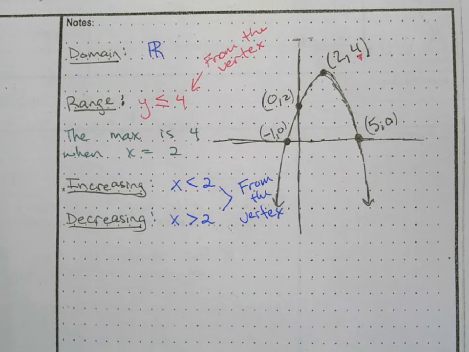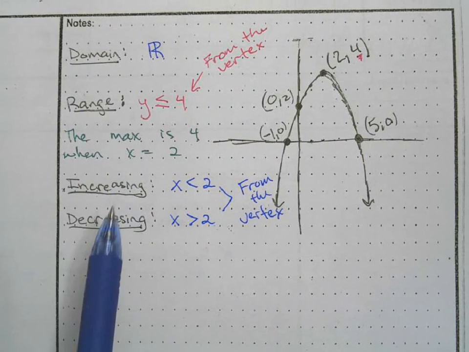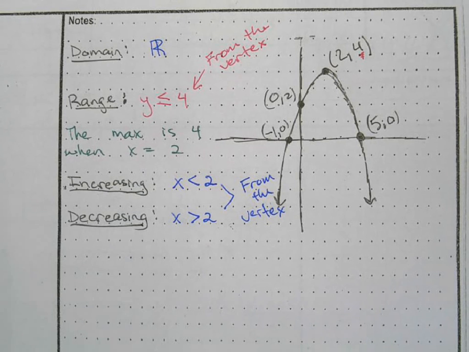So here we have our domain, our range. We talked about our maximum, and then we talked about our increasing and decreasing. So that is how we can use our vocabulary to give us more information about the quadratic function or the parabola graph.